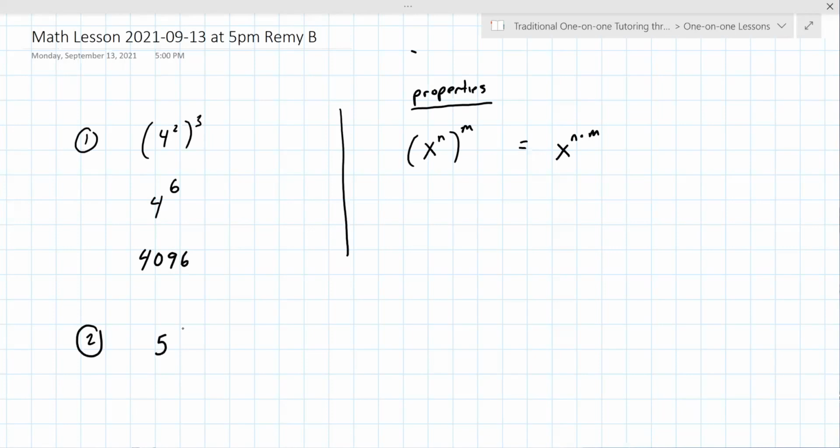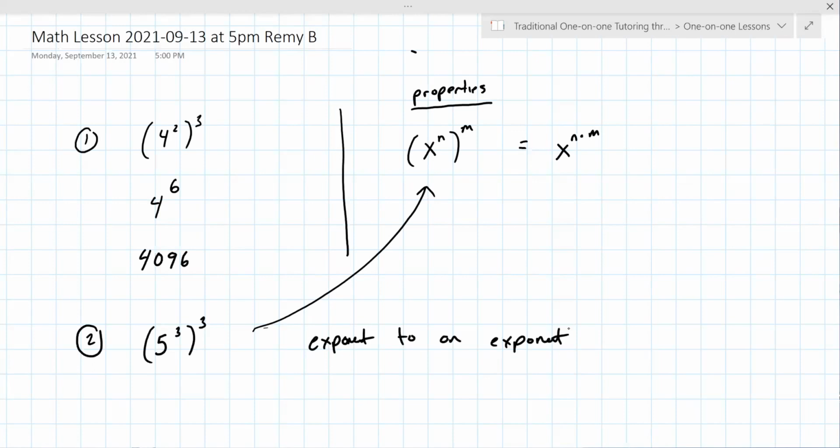I'm seeing it as 5 to the power of 3 to the power of 3. Is that correct? Yeah, it is. Okay, so this is the exact same property. It's an exponent to an exponent, and when you have that, you multiply the exponents. So this is 5 to what power? 3 times 3, or 5 to the power of 9. And again, that's quite large.